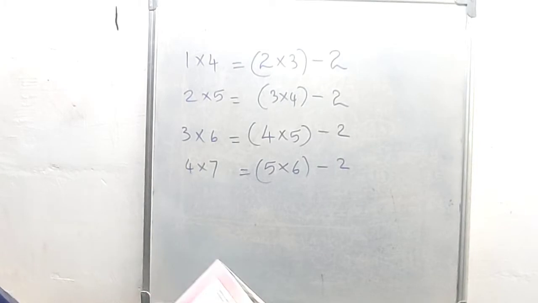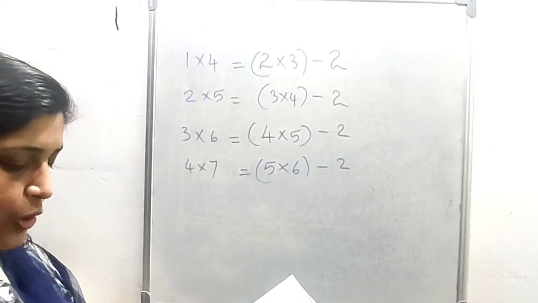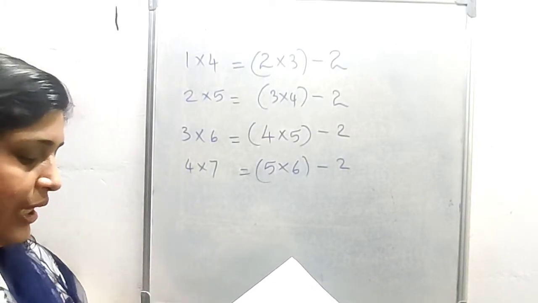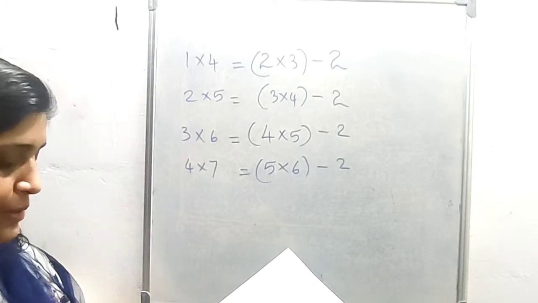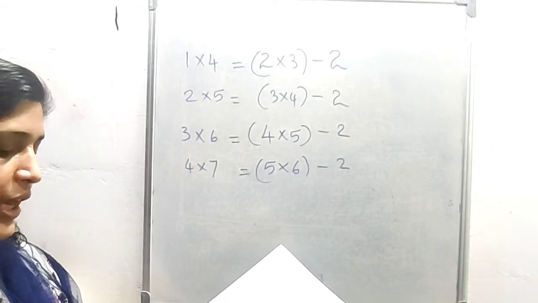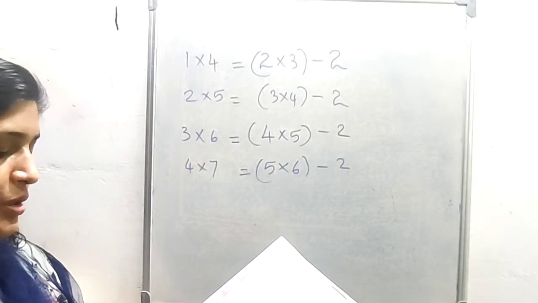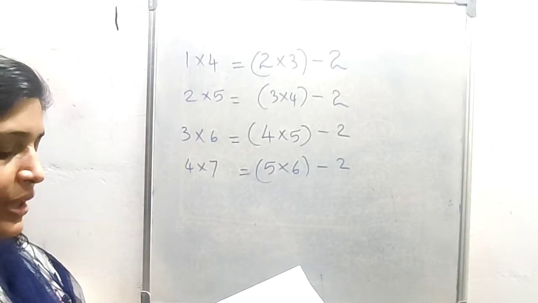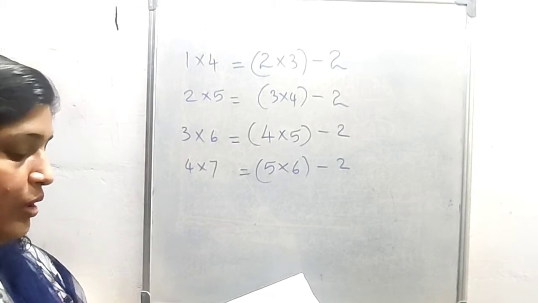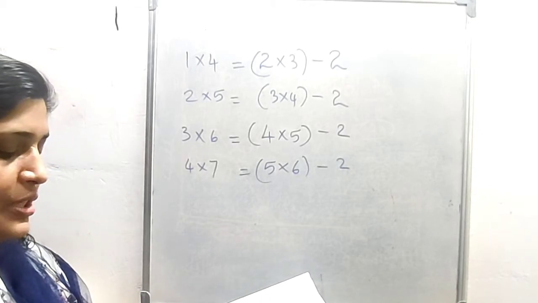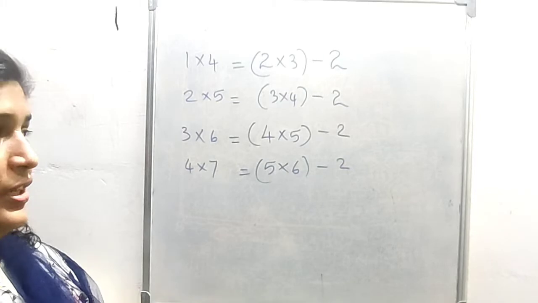Now we have some questions below this pattern: write the next two lines in this pattern, and if we take four consecutive natural numbers, what is the relation between the product of the first and the last and the product of the middle two? Write this as a general principle in algebra and explain it.